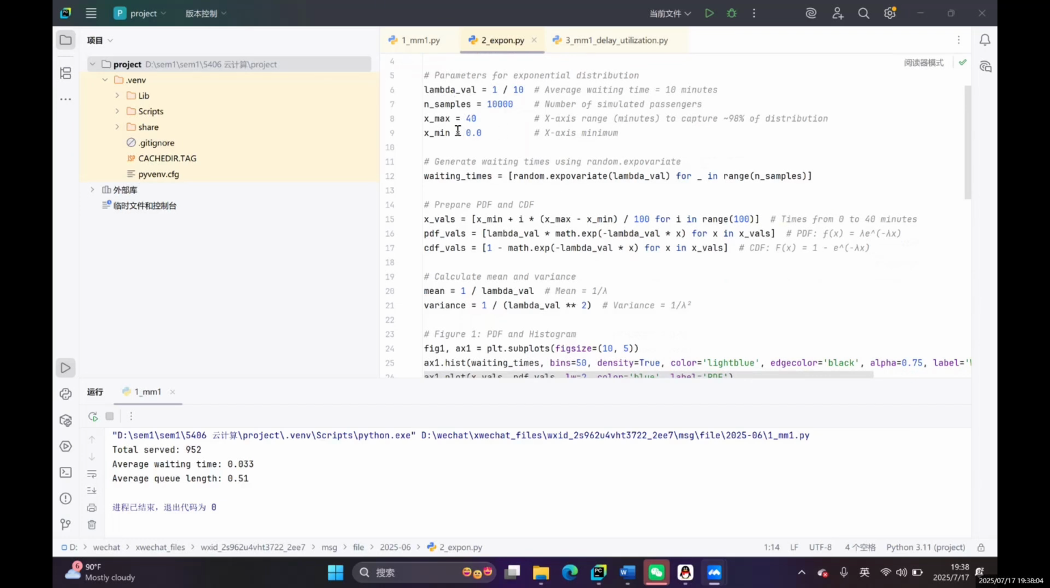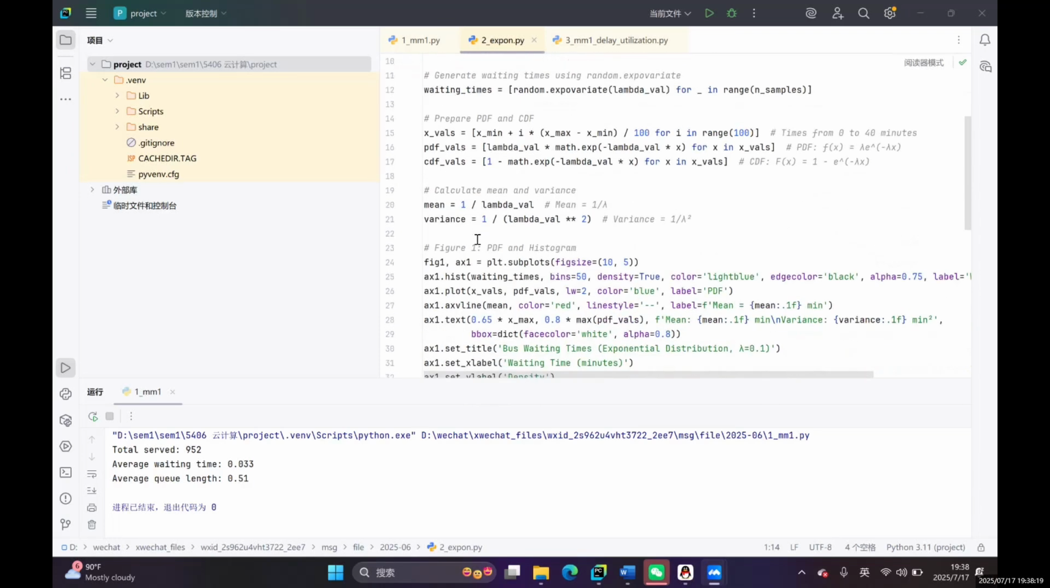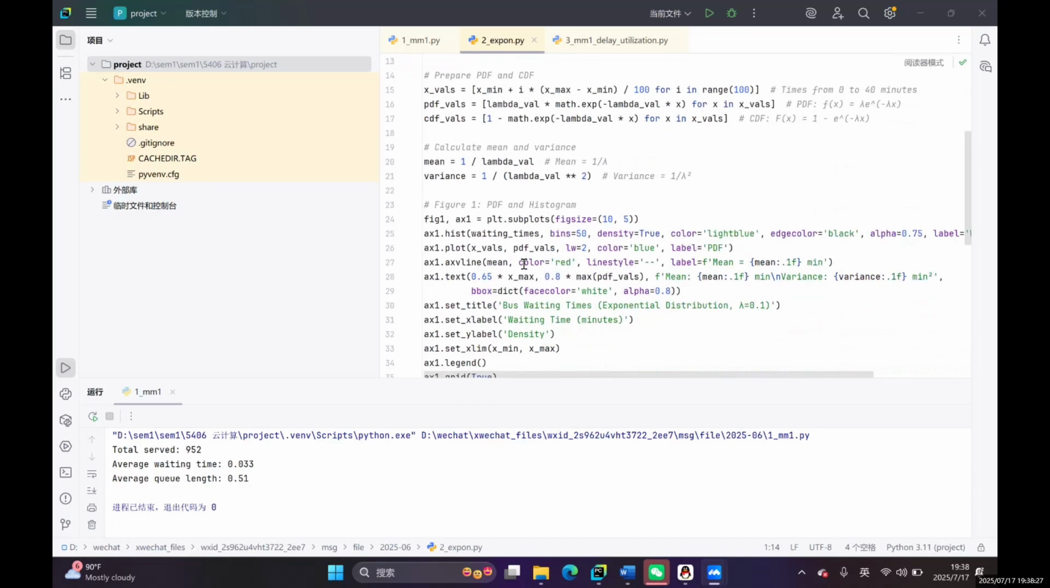And the waiting time range is set from 0 to 40 minutes to capture almost 98% of the waiting time cases. And then we can generate the random waiting times using Python's exponential function and calculate the PDF and CDF curves using the exact formulas from probability theory like this, and pre-compute the mean and variance, which theoretically are 10 minutes and 100 minutes squared respectively.